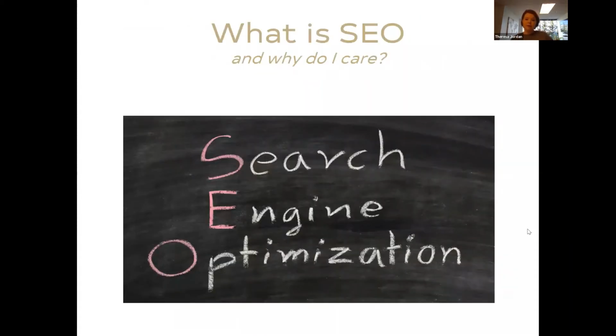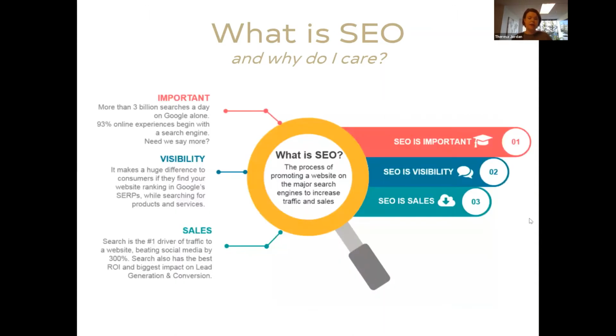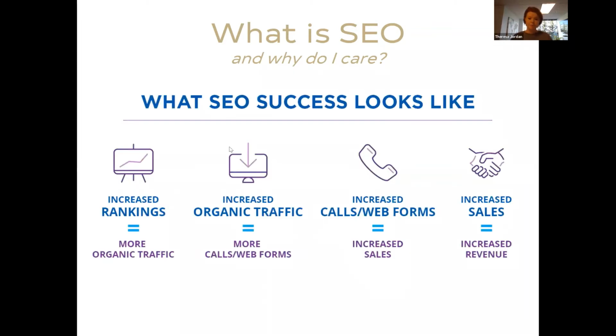So now that we've covered that part, let's talk about what is SEO and why do we care what SEO is. So some of you probably heard about search engine optimization. I'm going to go through these next slides really quickly. SEO is extremely important. It's how we are found on the internet, and it makes us most visible, which ultimately should create sales. If we increase our ranking on the internet, we get organic traffic, which should lead to calls and web forms and increased sales in hopes.